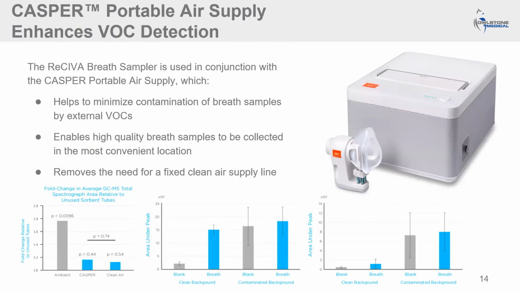Another component on the collection side is the Casper portable air supply. A real challenge in breath analysis is the inclusion of environmental VOCs in breath samples. These can come from things like air pollution or cleaning products and can be at much higher levels than endogenous VOCs, so they can interfere if included in a breath sample. Environmental VOCs also vary over time and across clinical sites, making inter-site comparisons difficult.